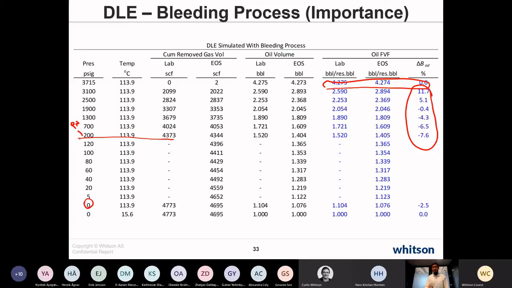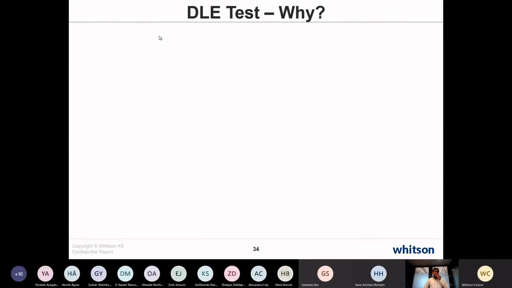This was a very near critical oil. For example, you can see it from the oil formation volume factor at the bubble point. It was a very light oil, and the temperature is also relatively higher, 114 degrees C, as Curtis said. So here it had a significant effect whether you include the bleeding stages in simulating the DLE experiment or not.